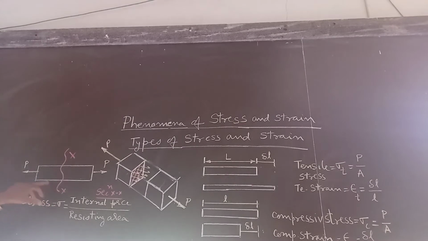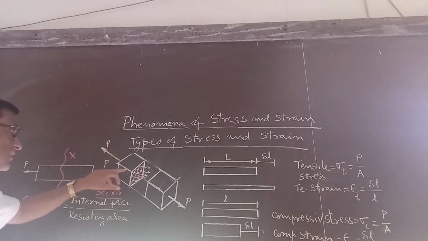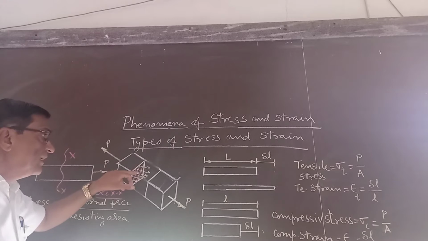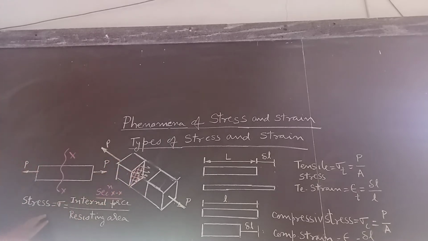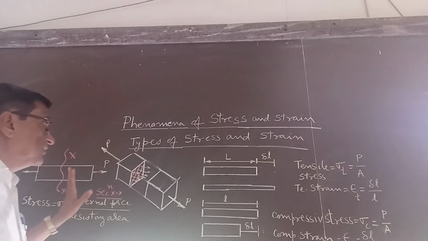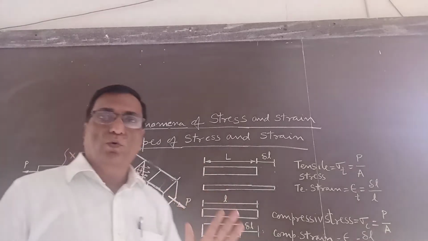In the figure, this member is subjected to tensile load P. This is the cut section of the member. The figure is showing that inside, an equal and opposite force is developed. So the stress is defined as internal force upon resisting area. Correct? Now the type of stress depends upon the type of load.